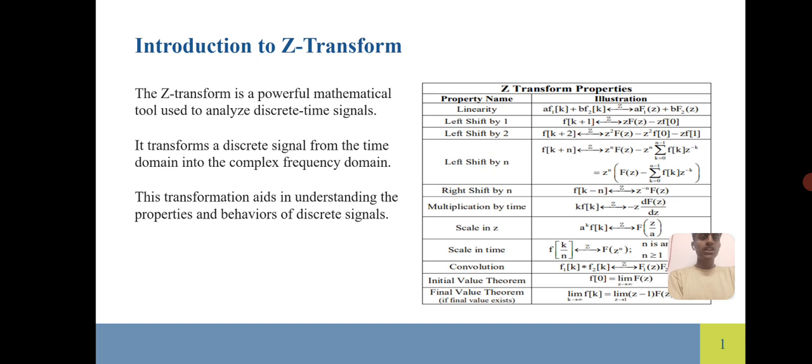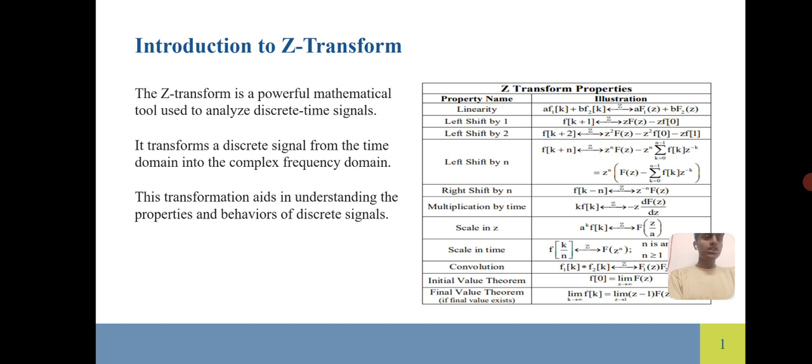Introduction to Z transform. These are the proper property names and illustrations you have learned in the textbook. The Z transform is a powerful mathematical tool used to analyze discrete time signals. It transforms discrete signals from the time domain into the complex frequency domain. These transformations help in understanding the properties and behavior of discrete signals. So this is the explanation about the introduction to Z transform.